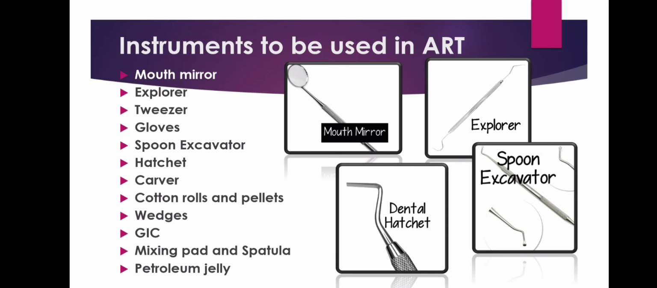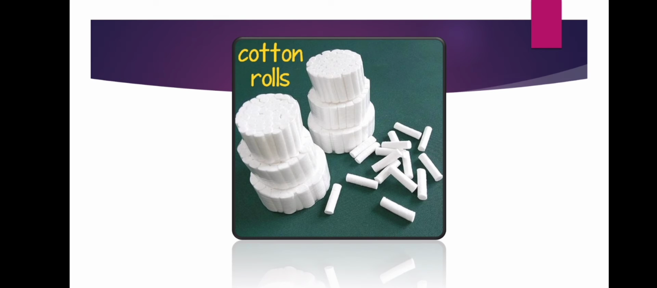Instruments to be used in ART. Always wear gloves before starting the work. Use a mouth mirror and explorer to explore and diagnose the carious lesion. Along with these, spoon excavator, hatchet, tweezer, wedges, GIC, mixing pad and spatula are used for further excavation and restoration. Cotton rolls and pellets are used to isolate the tooth.